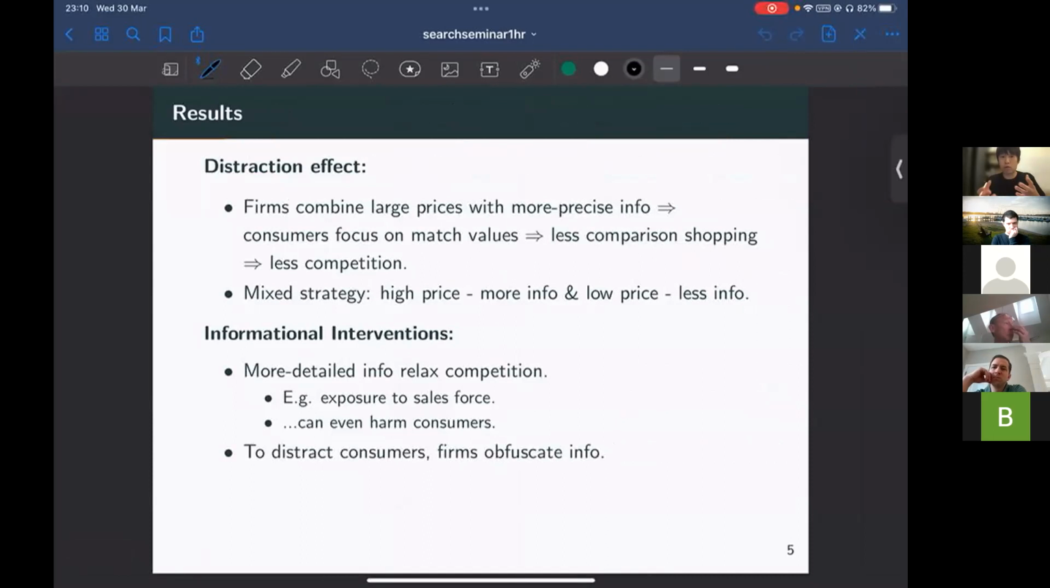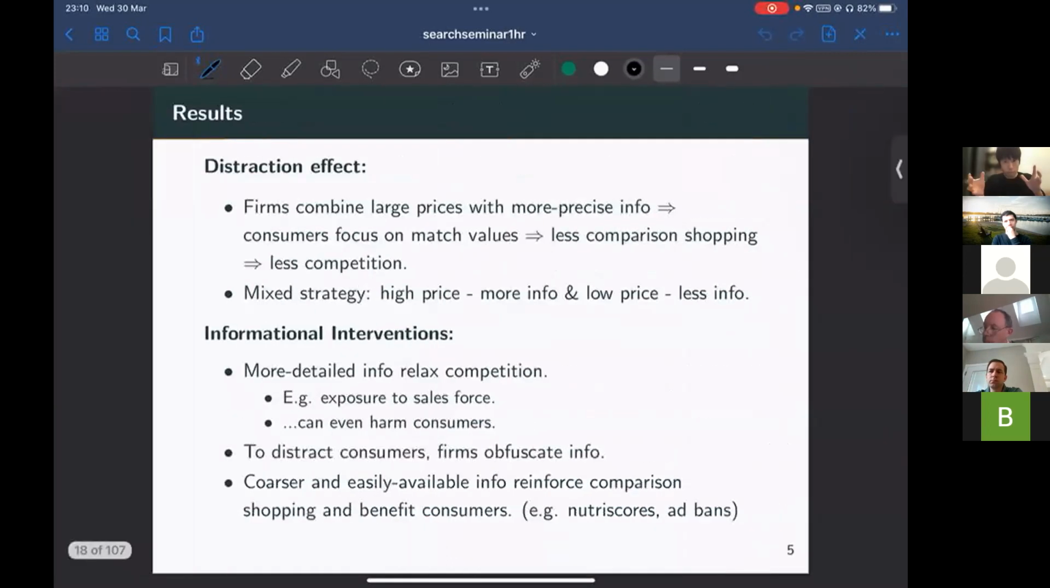We also show that to distract consumers, firms have to obfuscate information. In particular, this goes hand in hand with the distraction effects, right? Firms will have to give more information, but also information that could deplete consumers' attention from price comparisons. So they have to obfuscate information. So the conclusion out of that would be that coarser or more easily available information could reinforce comparison shopping and benefit consumers.